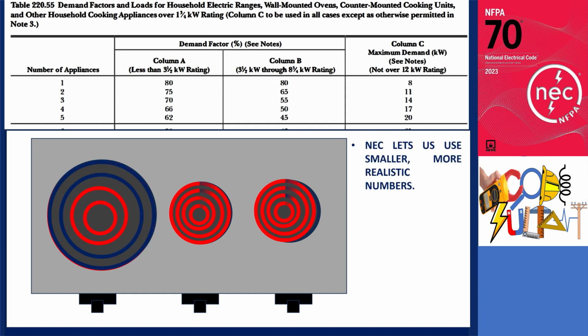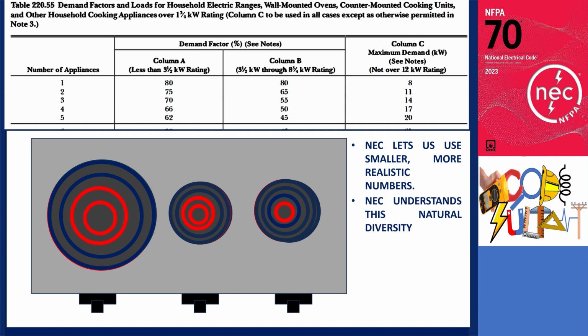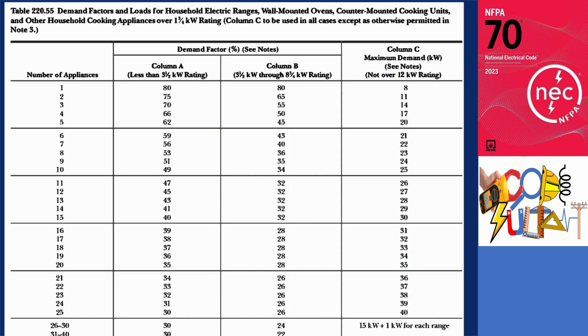Think of it like cooking at home. You don't boil water on all burners and bake at the highest temperature at the same time. Because of that, the electrical system doesn't need to be sized for that impossible situation. The NEC understands this natural diversity, which is why Table 220.55 allows reduced demand values instead of using the full nameplate ratings. With that principle in mind, let's look at how the table is actually structured.